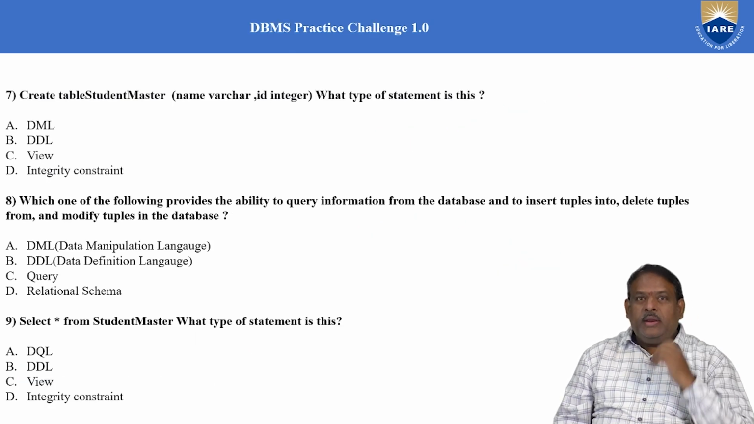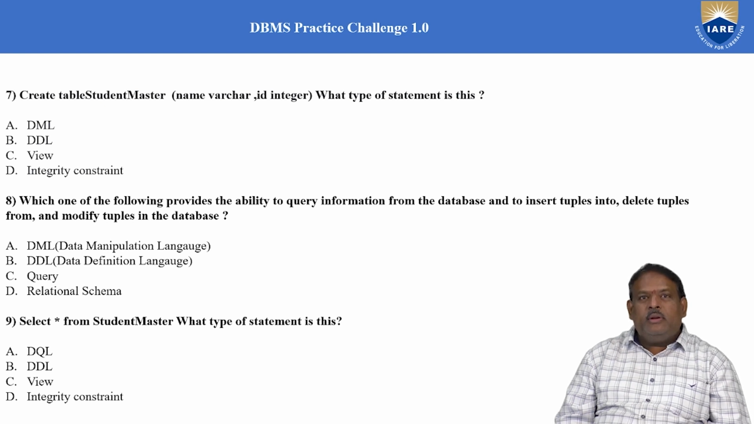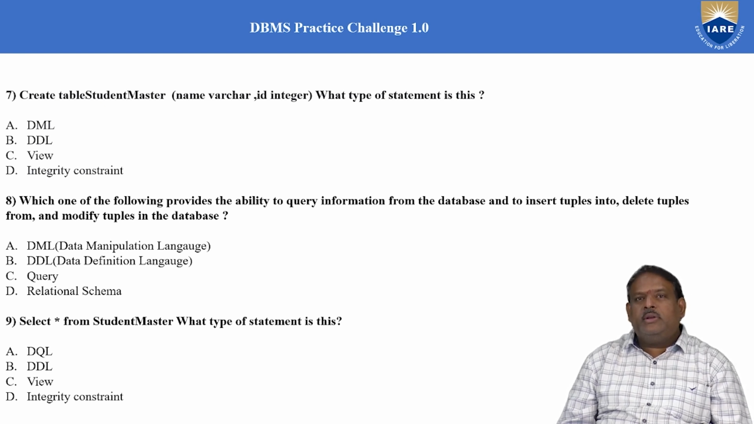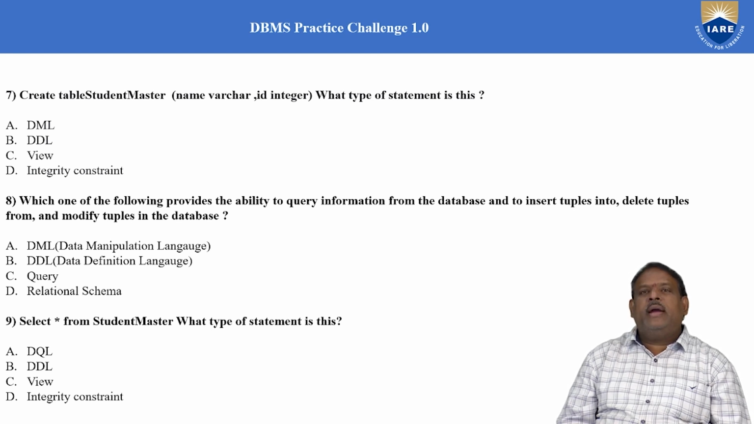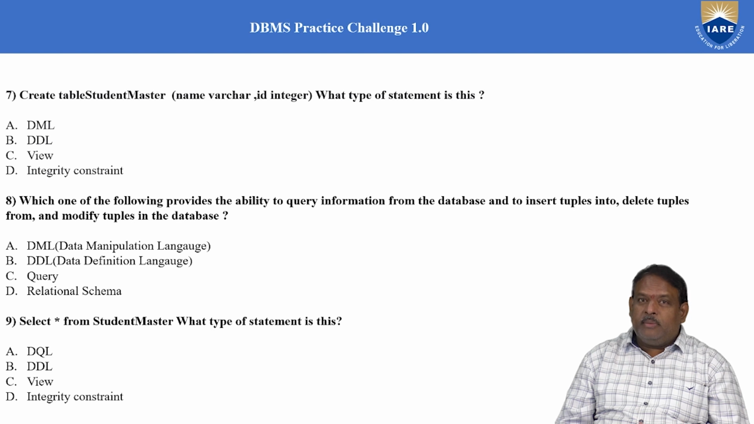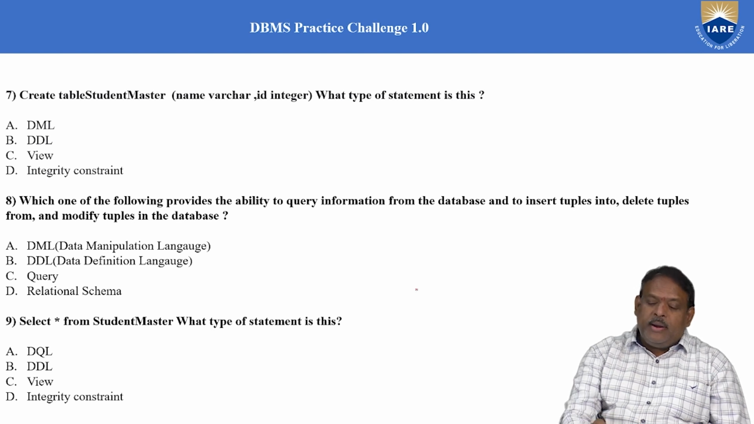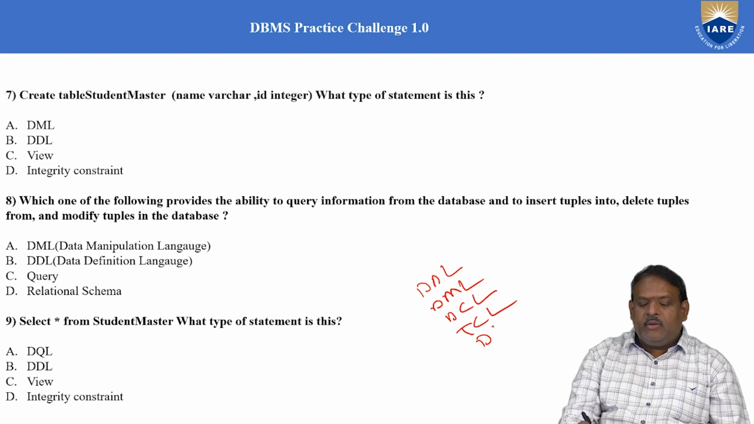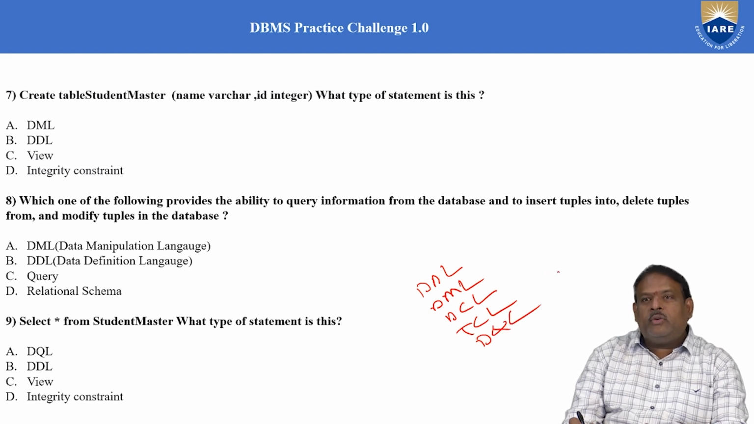This question: create table student master. So my table name is student master, and I am saying I want to create a table by name student master, and it has two columns, name and ID, one of varchar, another of integer. Now what type of statement is this? Go back to the previous screen where we had commands like DDL, DML, data control language, transaction control language, and DQL. So you're trying to create a table.